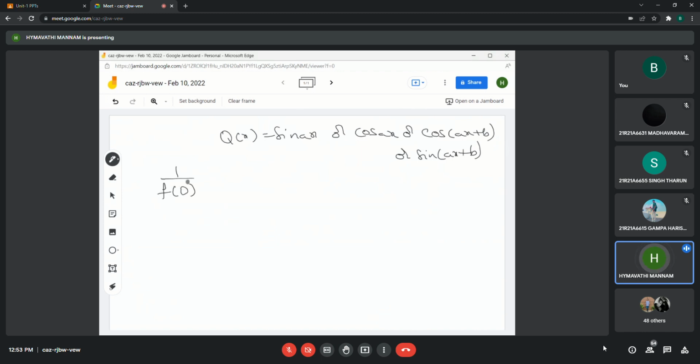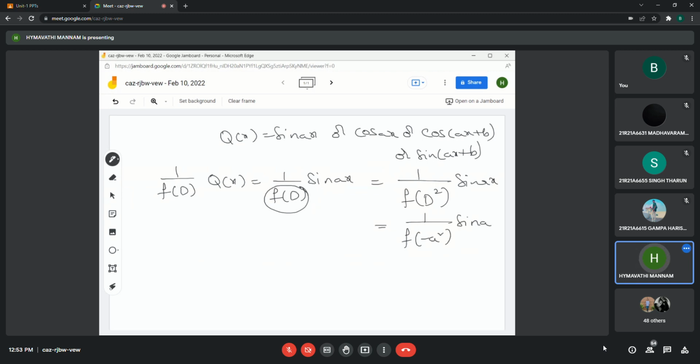One by f of D into Q of x. So here the Q of x is sin ax or any form of this function. So if it is sin ax, then in the place of this f of D, we have the D square term. So you can write f of D square into sin ax.